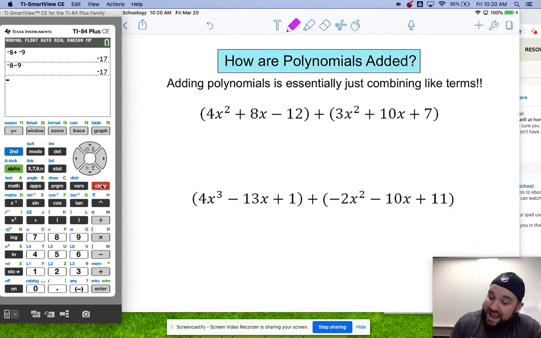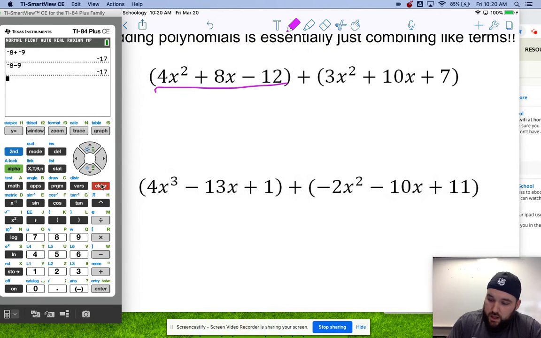How are polynomials added? It's essentially just combining like terms. I know there are parentheses, and we treat parentheses as if these things have to stay together. But if you look at this polynomial, there's nothing I can combine in there. There's 3 terms, 4x squared, 8x, and minus 12. None of those can be combined together. And the same thing is going on in the second trinomial. I have 3 terms, and none of them can combine together.